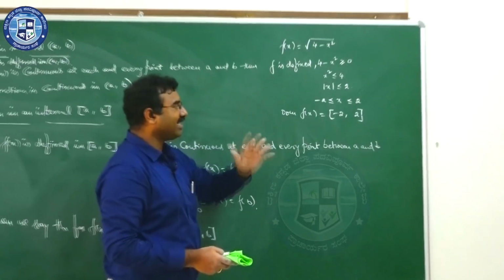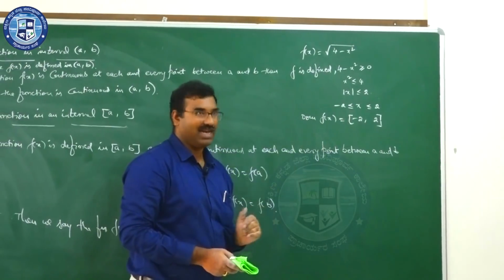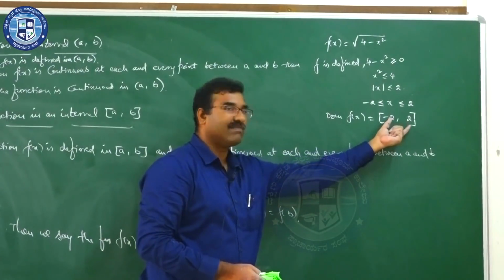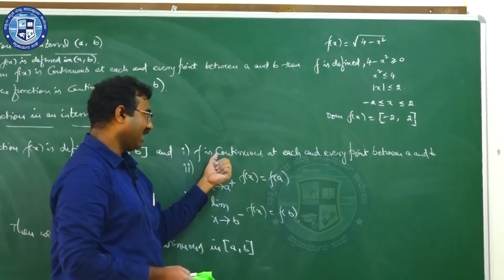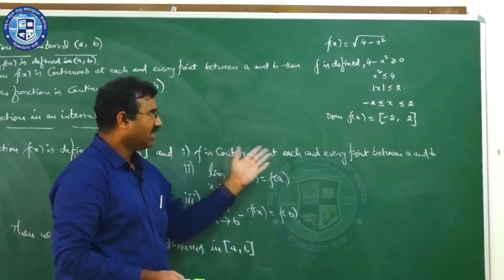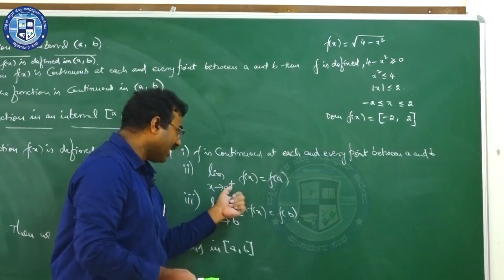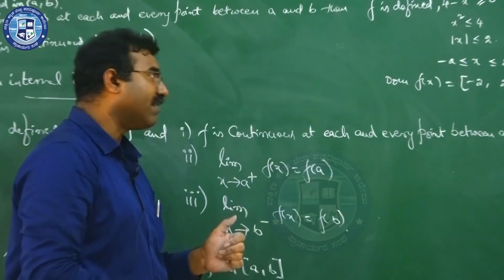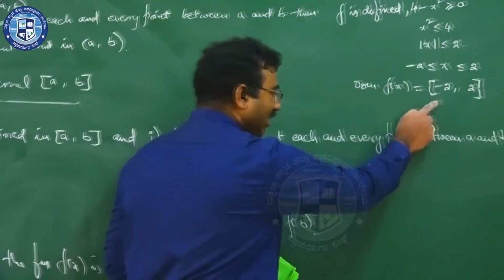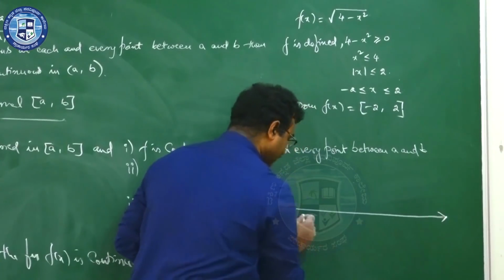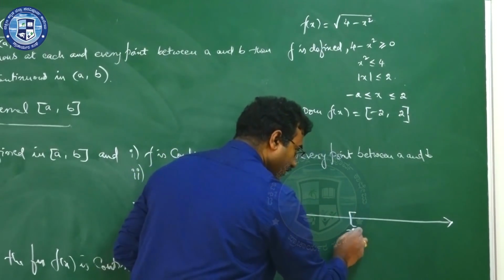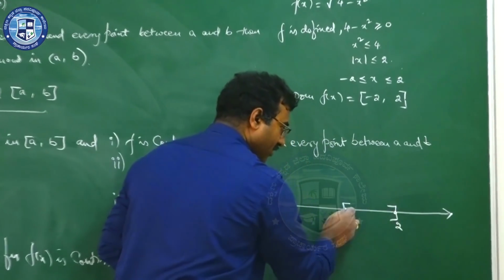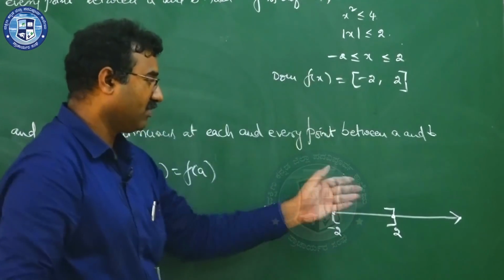Whether this function is continuous in this interval or not, if they ask, you can work it out very easily between minus 2 and 2 by considering one of the points. Here, I want to explain this one mainly: here, a plus and b minus. See, this is the domain, minus 2 to plus 2. This is the domain of this function.